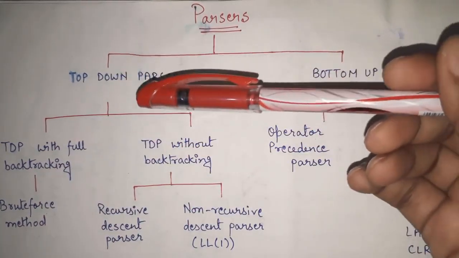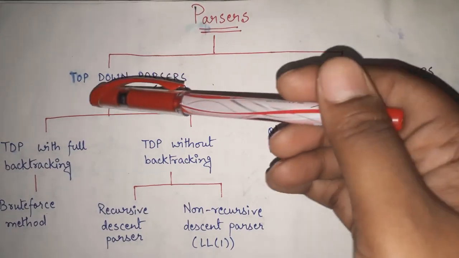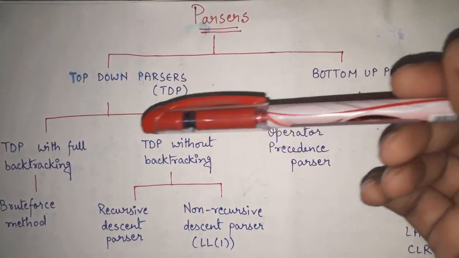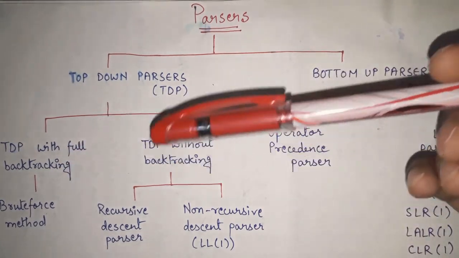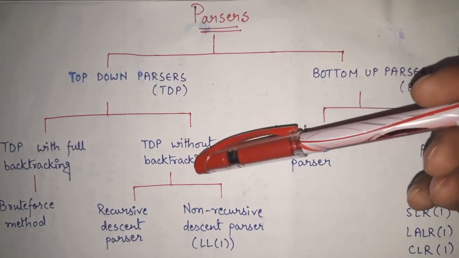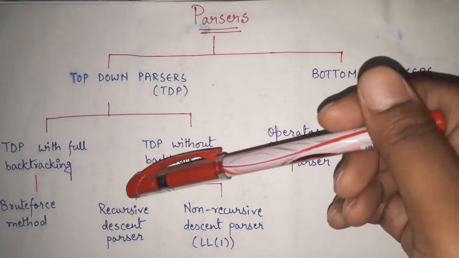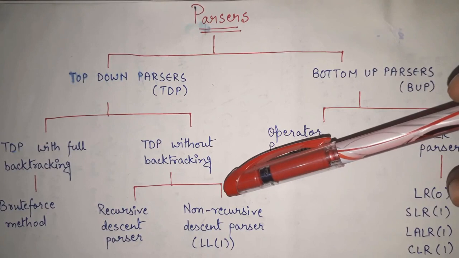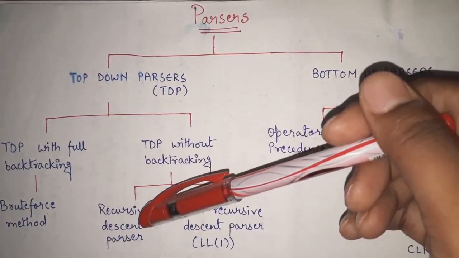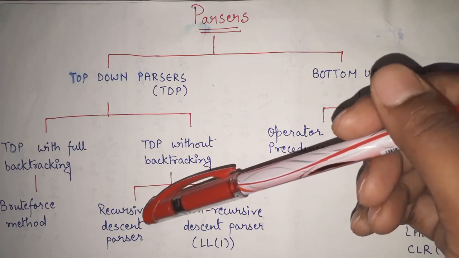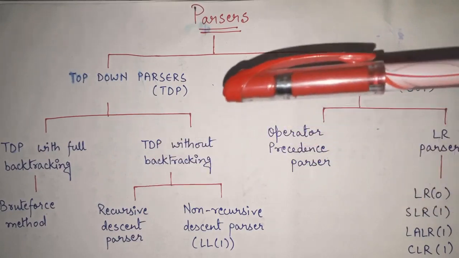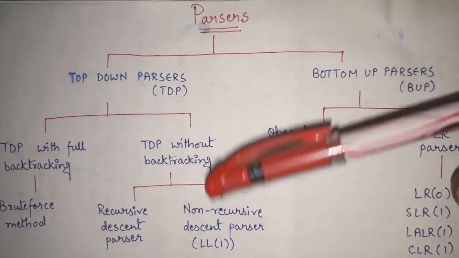Then the second category of top down parser is top down parser without backtracking. Obviously one was full backtracking, so this is without backtracking. And top down parsing without backtracking is categorized into two parts, that is recursive descent parser and non-recursive descent parser. Now in recursive descent parser, let me give you an overview. In this we are having separate methods for all the variables.